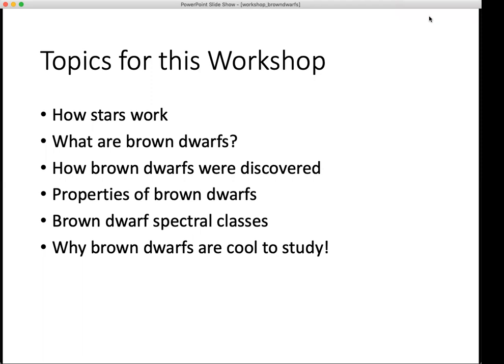So we'll kind of define what those are. We'll talk about how they were discovered. We'll summarize some of the properties of brown dwarfs, particularly their spectral properties, because again, much of your work is based on spectra. That'll lead to spectral classes, and hopefully by the end I'll convince you that they're pretty cool to study because you're going to be studying them for the next 7 weeks or so.